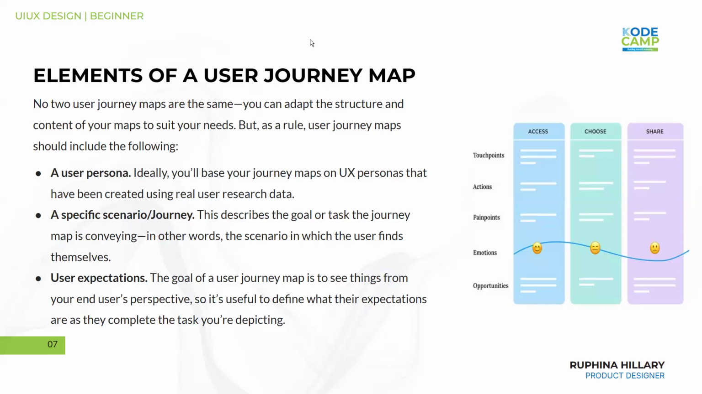Ideally, you would have to base your user journey maps on a specific user persona that has been created using real user research data. The keyword here is real. They're giving me a fake user persona. Please do it well, because some submissions were very funny.